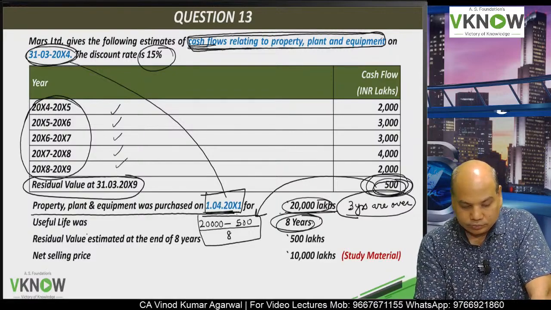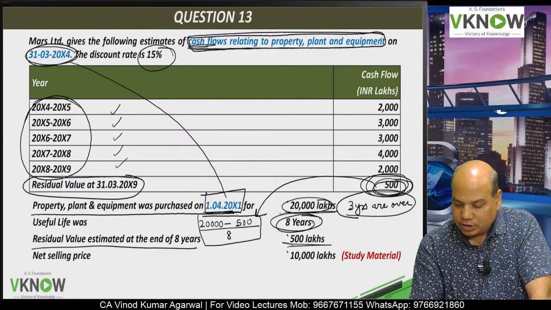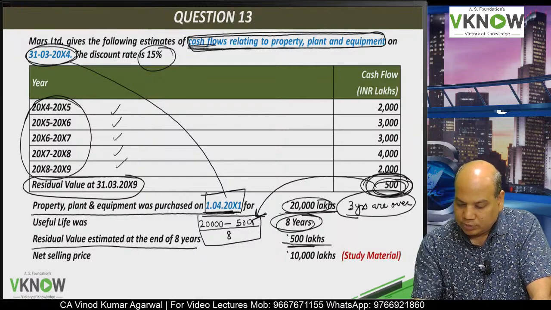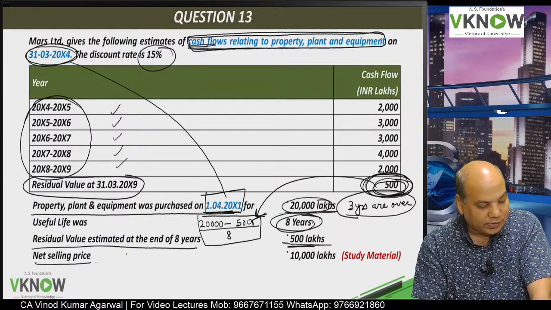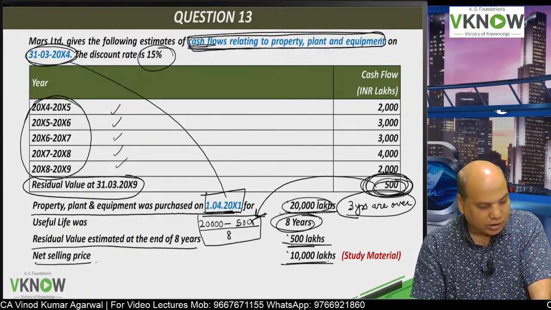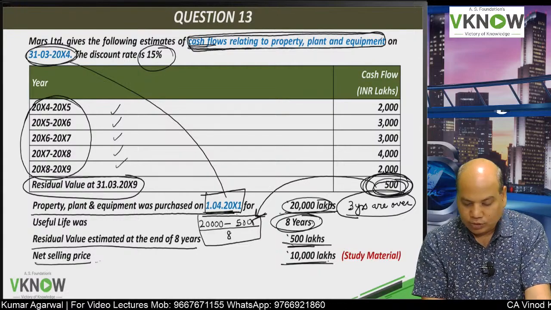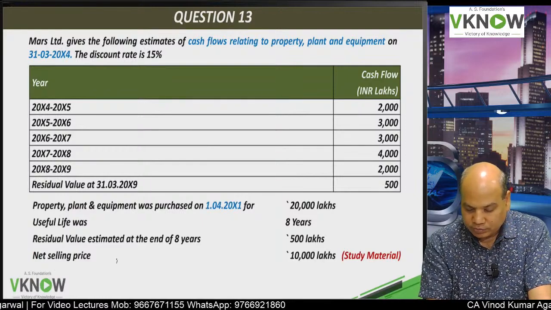Then it says residual value estimate is 500 lakh. That will be required for depreciation, that will be required for value in use also. And now the net selling price is 10,000 lakhs. Net selling price is 10,000 lakh. So you will have to write the question, which is not presented properly.